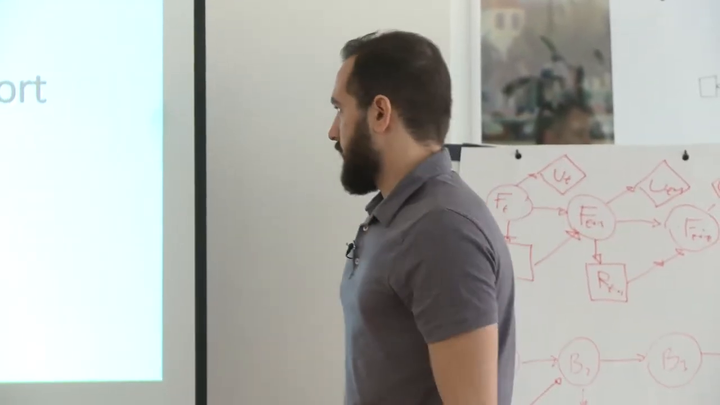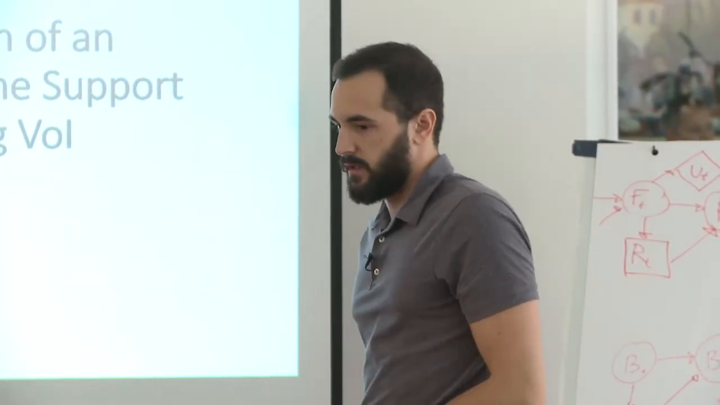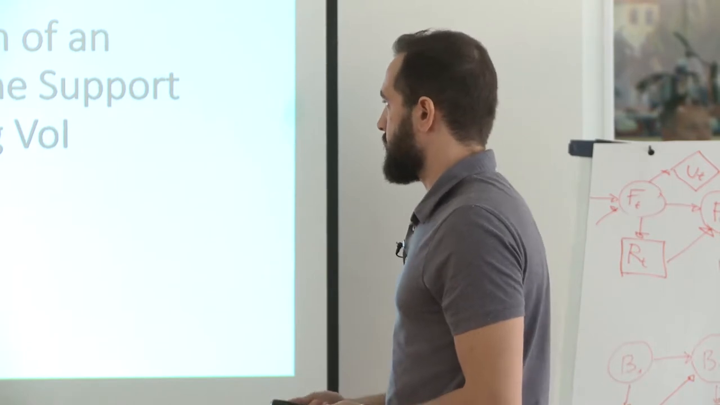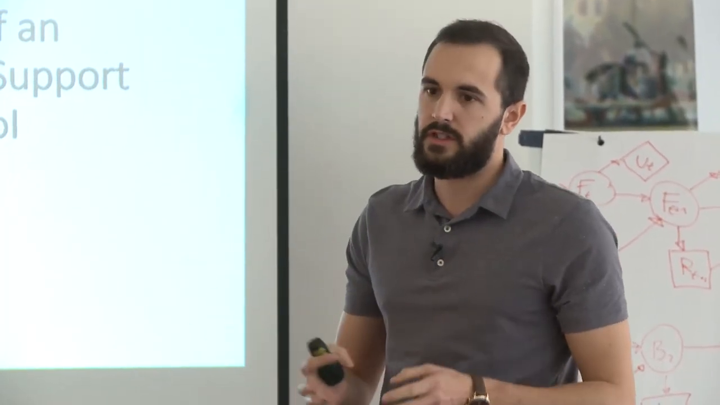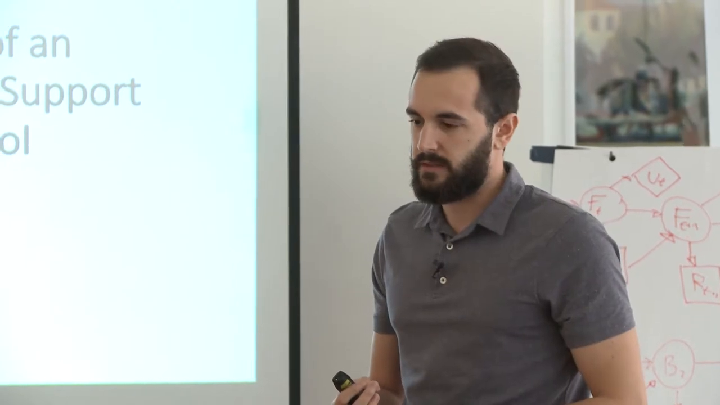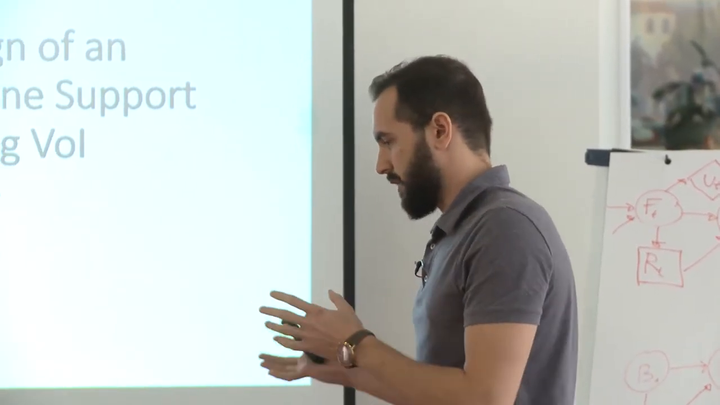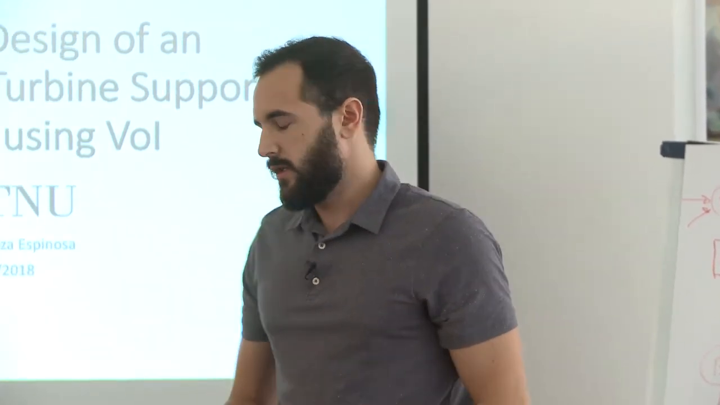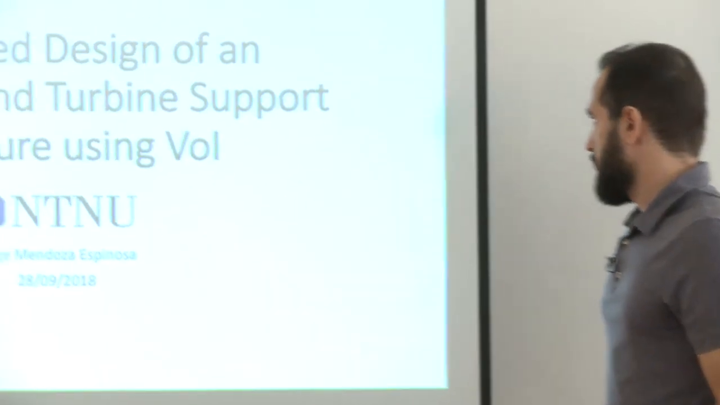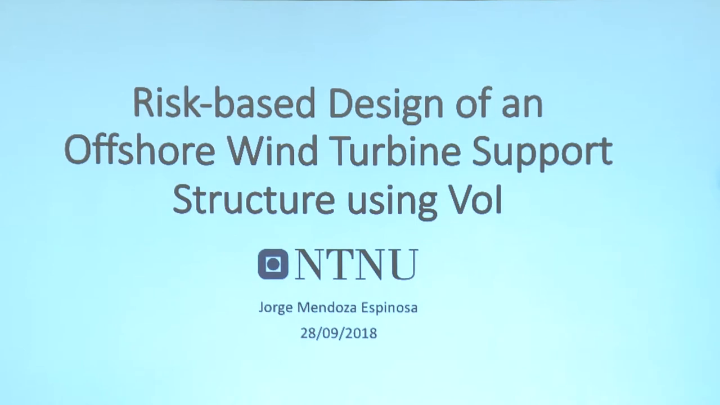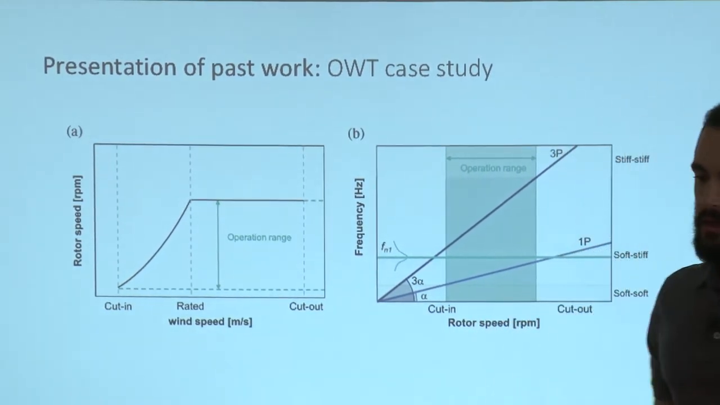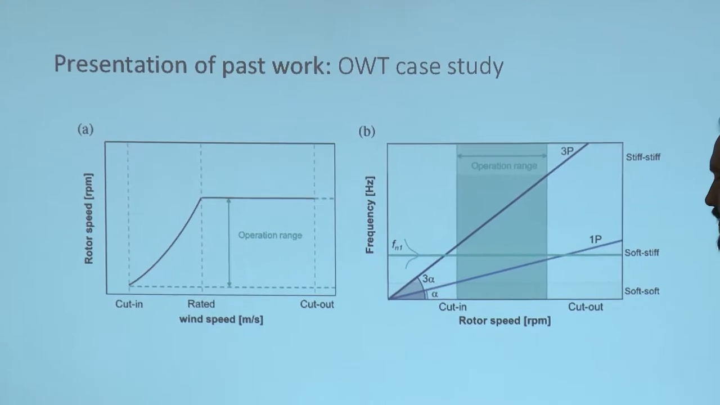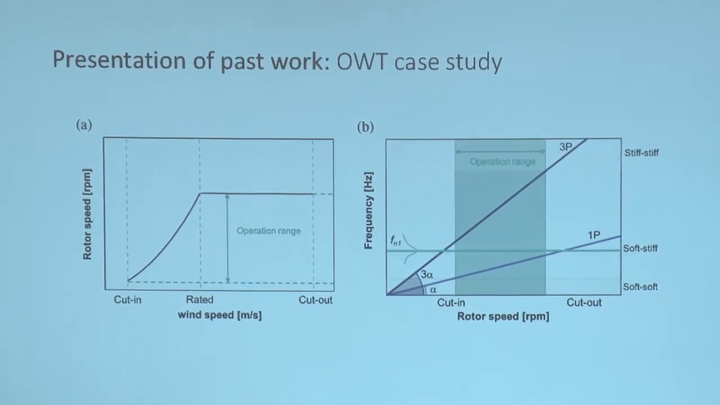So this is the case study I've been developing the last months within the framework of this COST Action. It was inspired by the case study that Sebastian presented, although his study was focused on decisions made during operation and the maintenance phase. And I used the same idea, but changed the decision context to the design phase. So in this case, it's a risk-based design of an offshore wind turbine support structure using value of information. And we are, again, regarding the possible dynamic amplification with the 1P and 3P regions and the associated reduction in the fatigue life that the rotor excitation may cause to the structure.